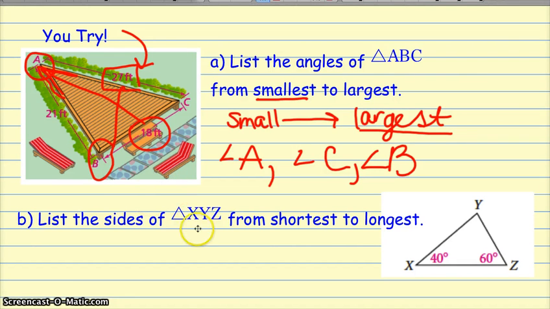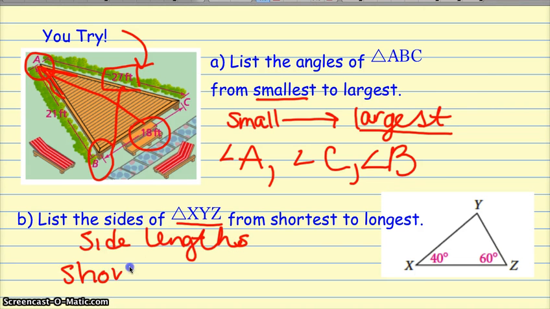Letter B says list the sides of triangle XYZ from shortest to longest. So now here we're talking about side lengths, and we want to do side lengths from short to long. But all they gave us were angles, and only two angles at that. We know that triangles add up to 180 degrees. 60 and 40 is already 100, so this angle must be 80.